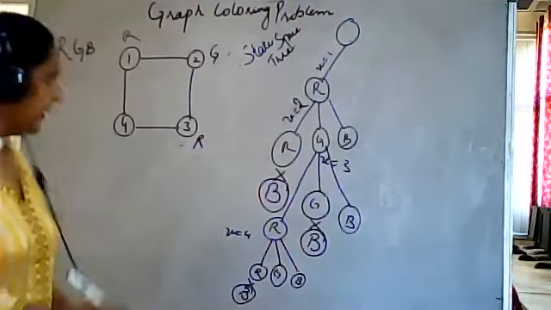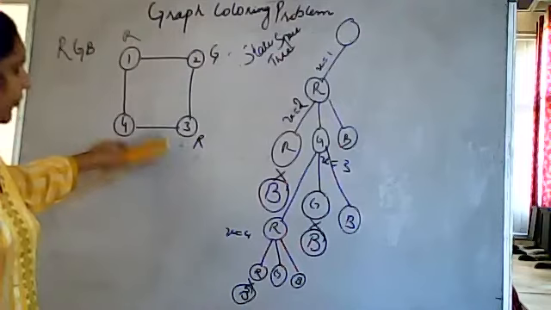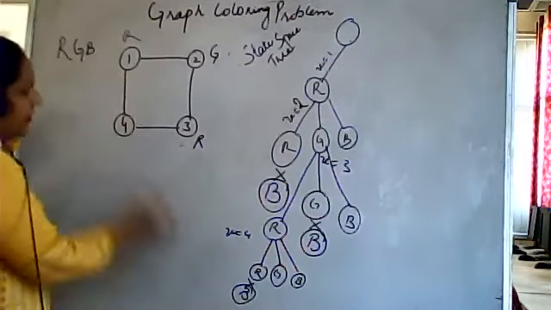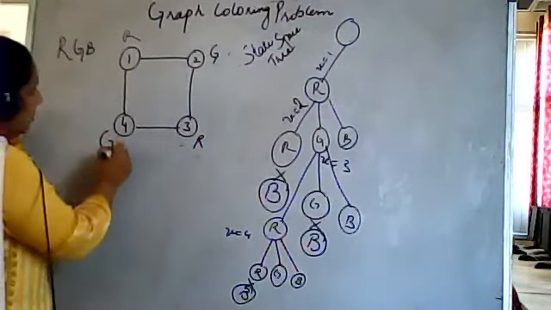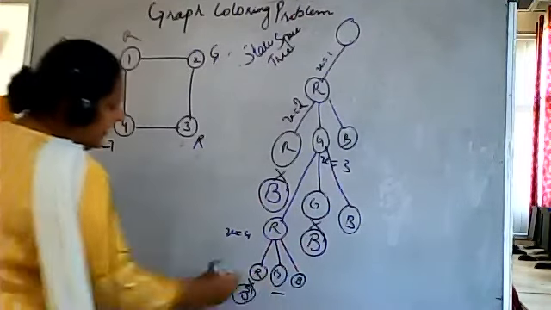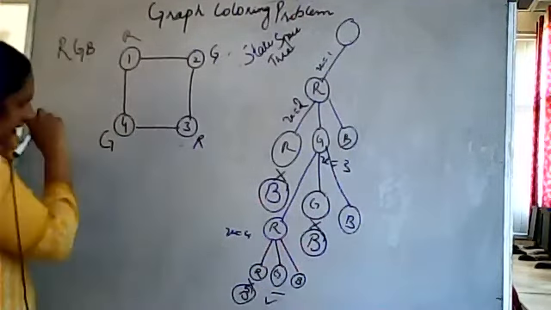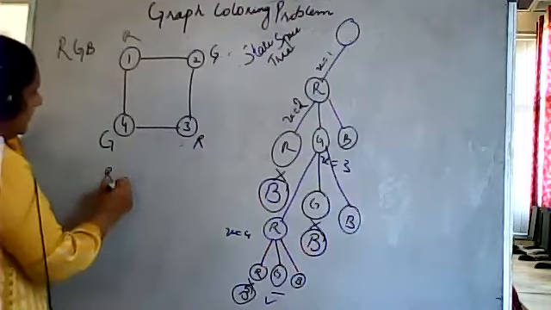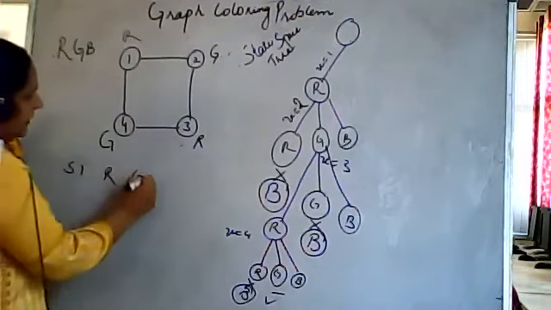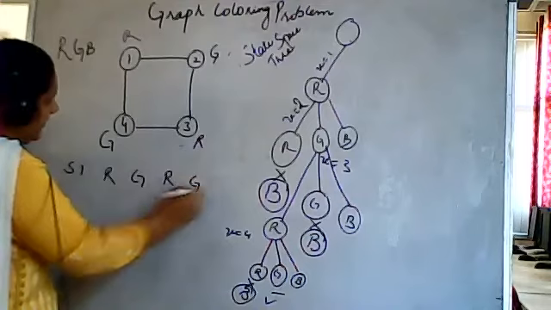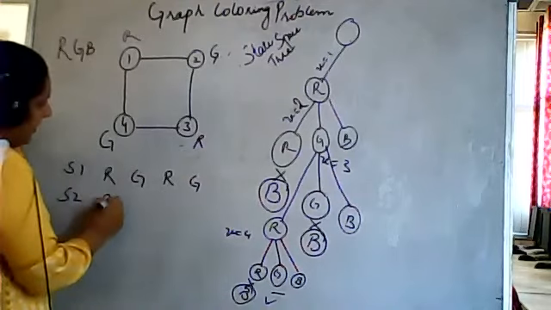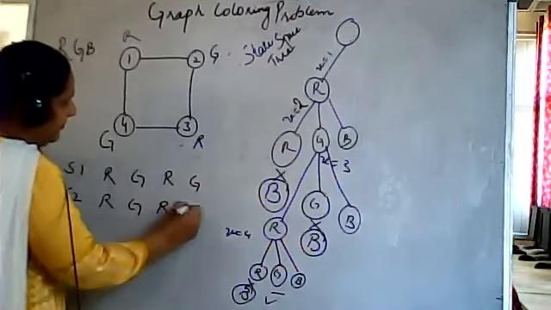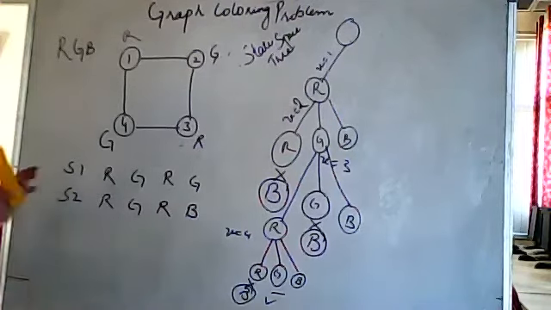See, your 1 and 3 are both with red color, so you can either give it green or blue color. So you can paint it with green color. So this is my one solution. The first solution will be red, green, red, green. The second solution can be red, green, red, blue. Okay, so this is my second solution.